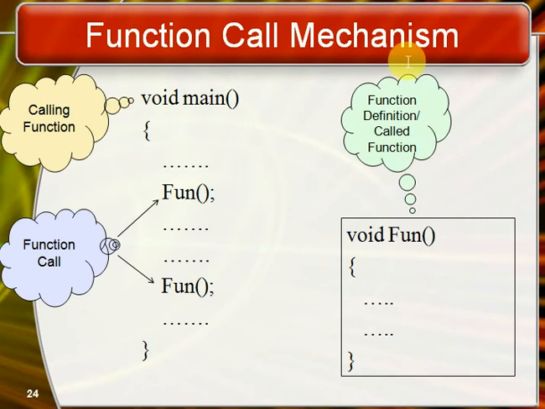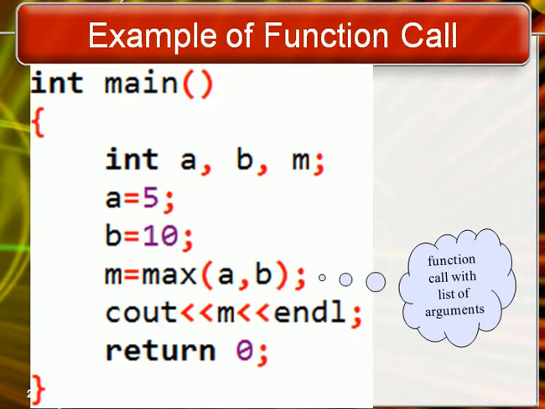Then the function call mechanism, in the main function, the function calling, that is this one as well as this one, both are function calls. Control will transfer to the definition of this function. Here is the definition of the user defined function, its body. Example of function call, it's a main function, a few variables within the main function, values of variables a and b. Its call statement, m is equal to max of a comma b. Max is a user defined function with two parameters a and b, and it will return a value that will be stored back in m.